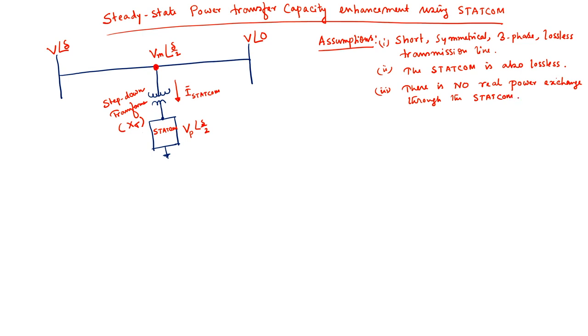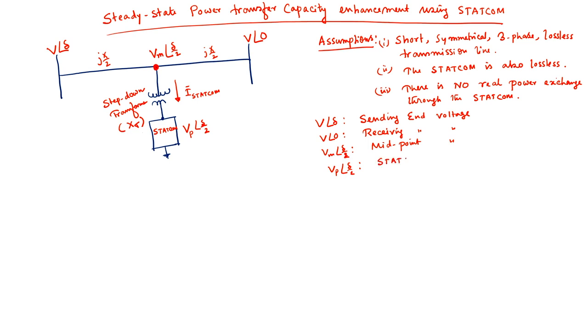Now, let us consider that the line reactance is represented by jX by 2 and jX by 2. So, here V at an angle delta is the sending end voltage, V at an angle 0 is the receiving end voltage, Vm at an angle delta by 2 is the midpoint voltage, and Vp at an angle delta by 2 is the STATCOM output voltage.